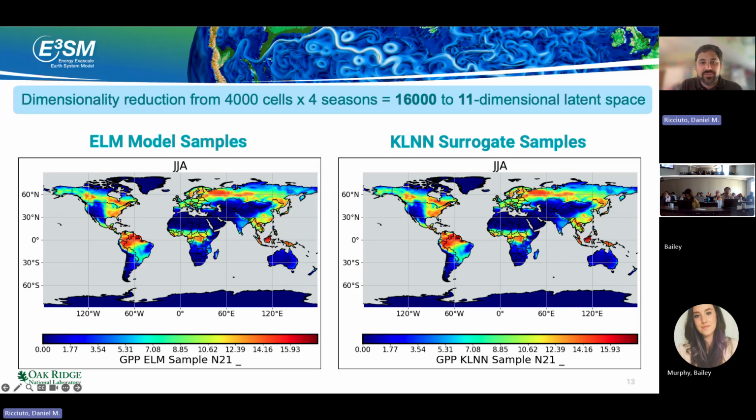So this, I don't know if it's showing the animation, is a comparison on the left of the actual GPP outputs from ELM in June, July, and August, and the surrogate model representation of that for June, July, and August for GPP. And so you can see the patterns are very similar. The surrogate model does a very good job at representing these different ELM model samples. And by samples, I mean for each sample, a different combination of model parameters was used to generate these outputs. So it's able to recreate the spatial patterns and also the variation caused by the parameters themselves.